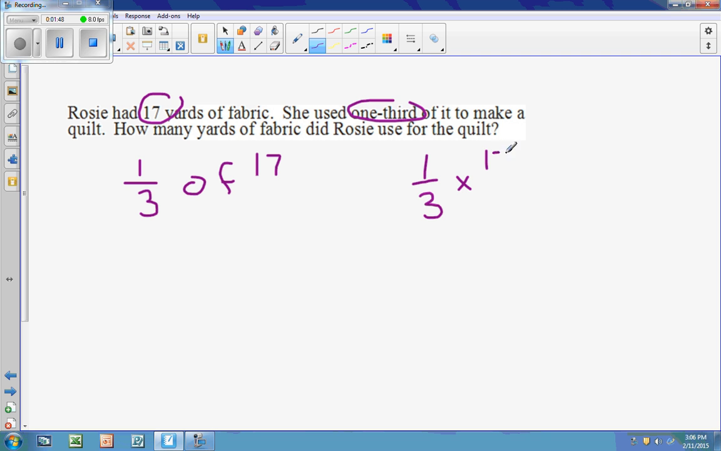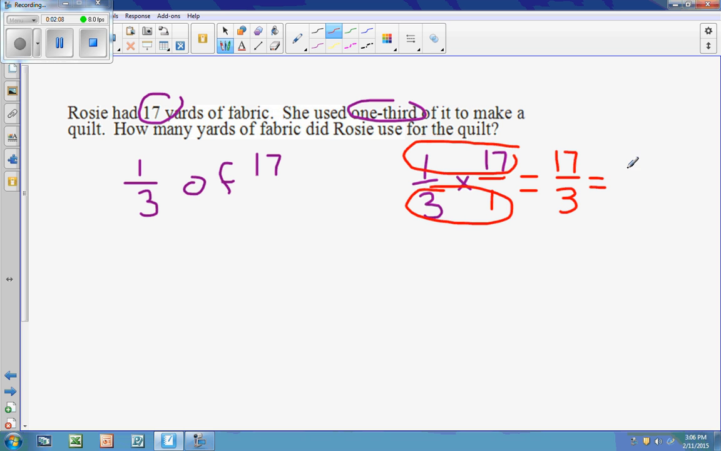And when we spoke in class, we said our whole number, in order to keep the value of what it is, if we take it and put it over 1, because 17 divided by 1 is still 17, this would work. And then we just multiply straight across. So 1 times 17 is 17, and 3 times 1 is 3. I can't leave it as an improper fraction, so I have to change it to a mixed number, and I get 5 and 2/3.